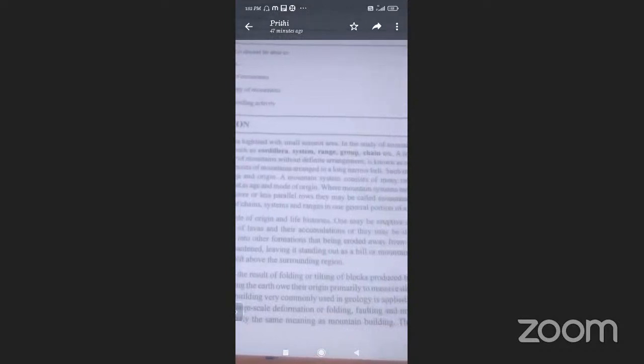A mountain range consists of mountains arranged in a long, narrow belt. These mountains are mostly arranged over long distances, long and narrow, not broad. Such mountains are closely associated in their age and origin.